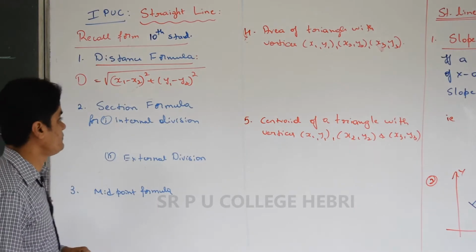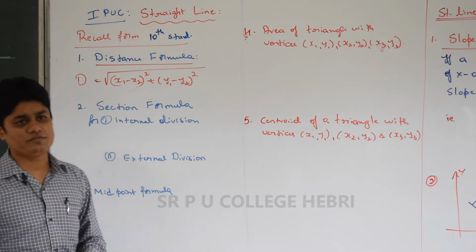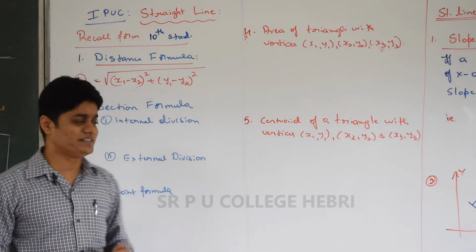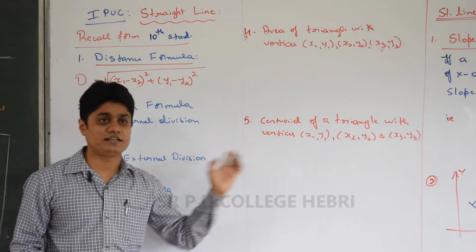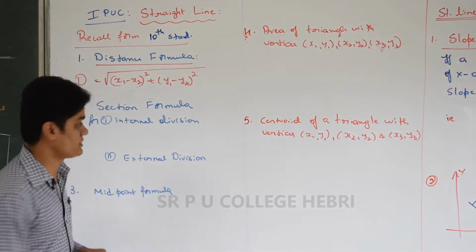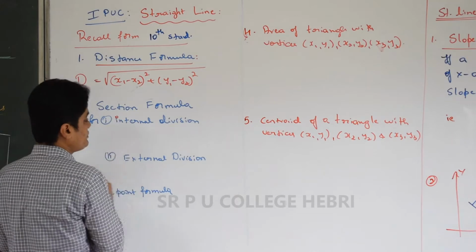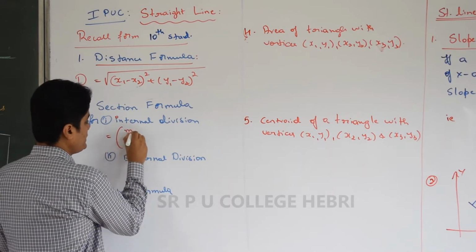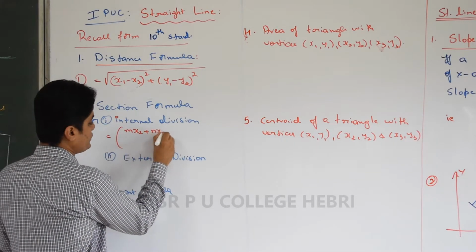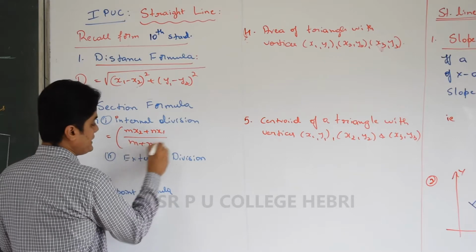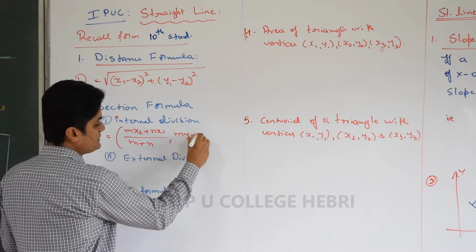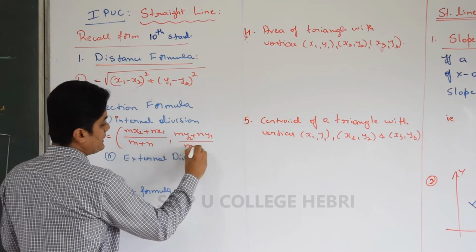Next one, section formula. There are two types of section formula you learn in 10th standard. One is the section formula for internal division, another one is the section formula for external division. So what is the internal division formula? It is (m x2 plus n x1) by (m plus n), comma (m y2 plus n y1) by (m plus n).